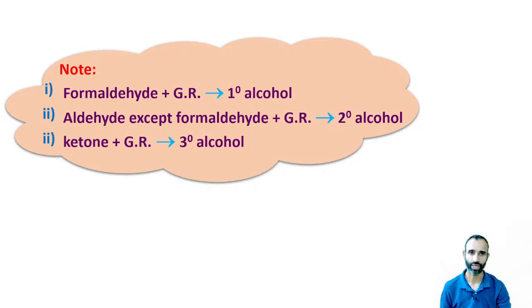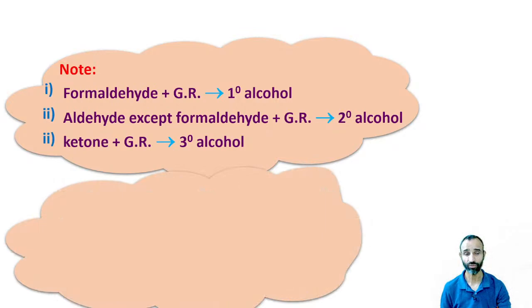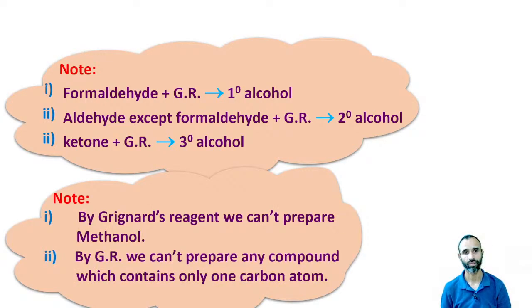Yes, we can. But then 2 moles of Grignard reagents are added. Yes, aldehyde or ketone. So by Grignard reagent, we can't prepare methanol. That is its limitation. And we can't prepare any compound which contains only one carbon atom.